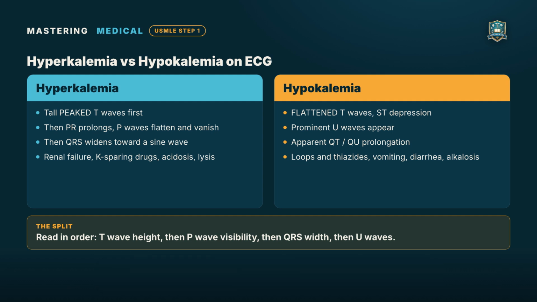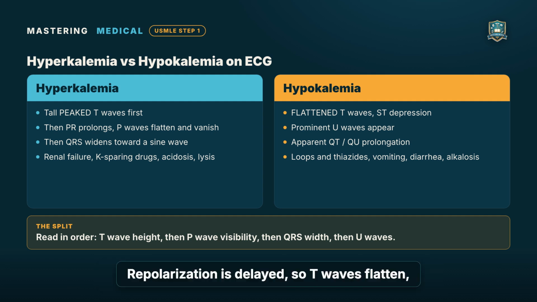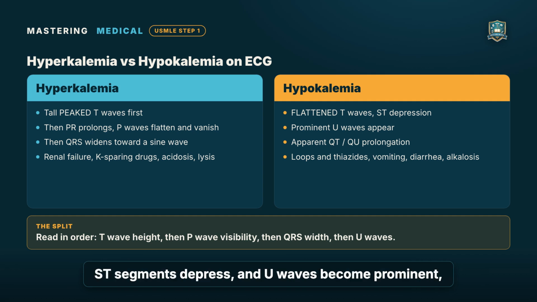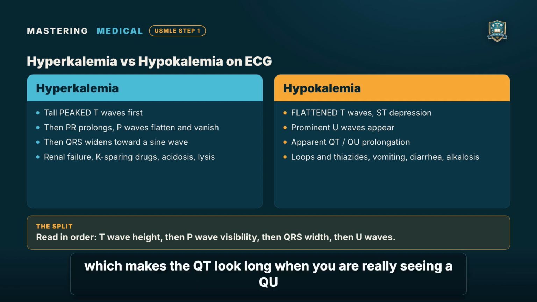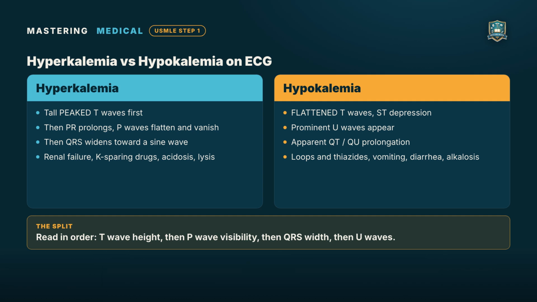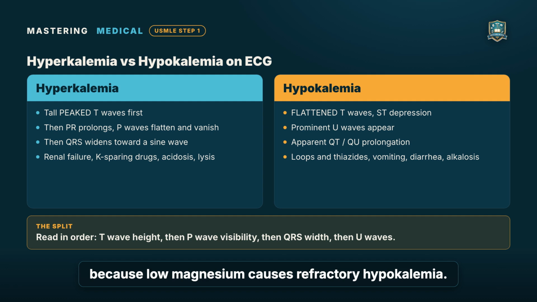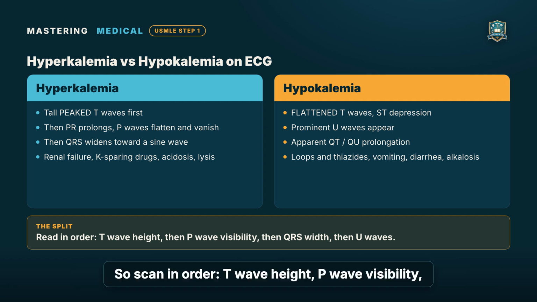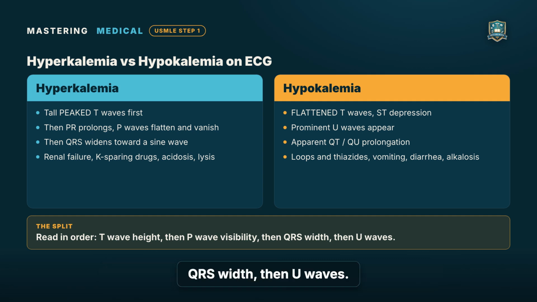Hypokalemia is the mirror. Repolarization is delayed, so T waves flatten, ST segments depress, and U waves become prominent, which makes the QT look long when you're really seeing a QU interval. Causes are loop and thiazide diuretics, vomiting, diarrhea, and alkalosis. One clinical pearl: if potassium will not correct, check magnesium, because low magnesium causes refractory hypokalemia. So scan in order: T wave height, P wave visibility, QRS width, then U waves.